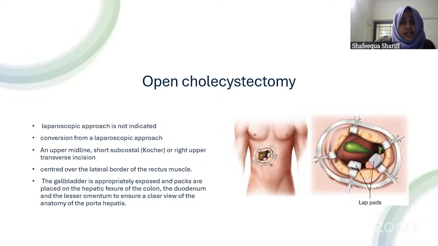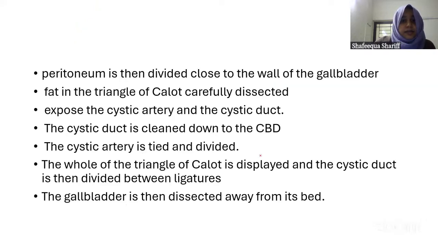The gallbladder is adequately exposed and packs are placed, removing the hepatic flexure of the colon, the duodenum, and the lesser omentum, so you can clearly view the anatomy of the porta hepatis. Again, the peritoneum is divided close to the gallbladder. The Calot's triangle is dissected carefully, and the cystic artery and the cystic duct are viewed, and only those 2 structures must be viewed in that plane.